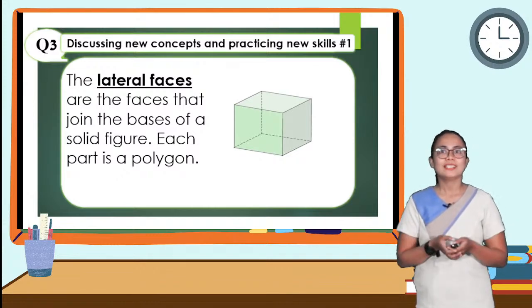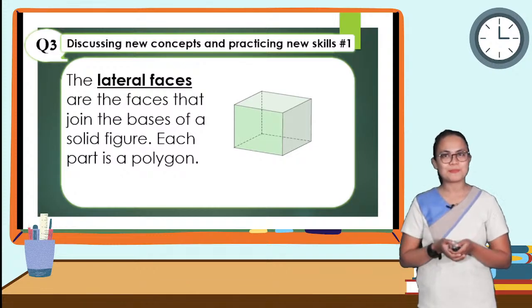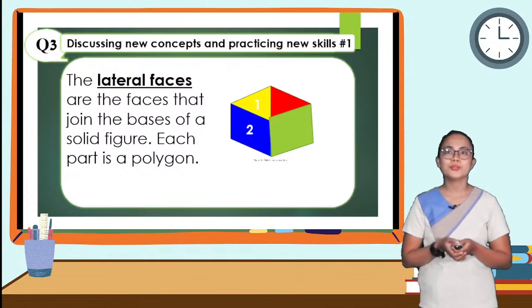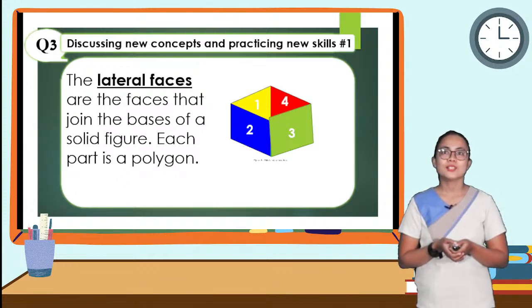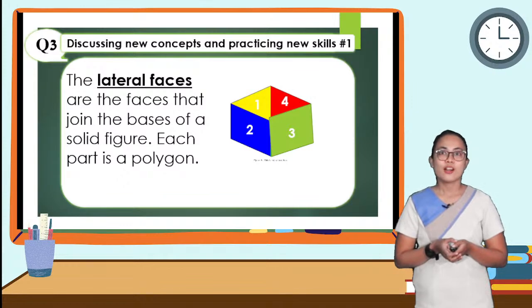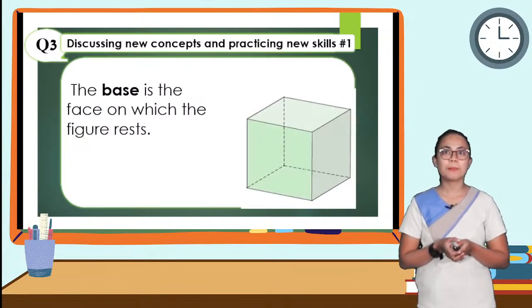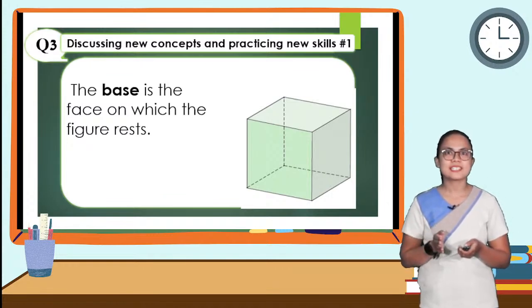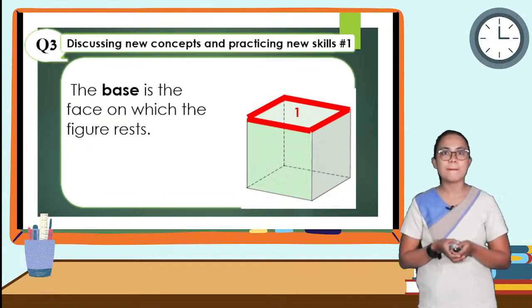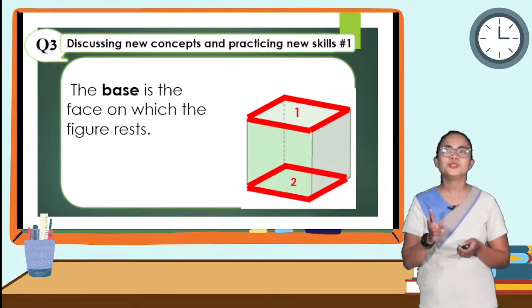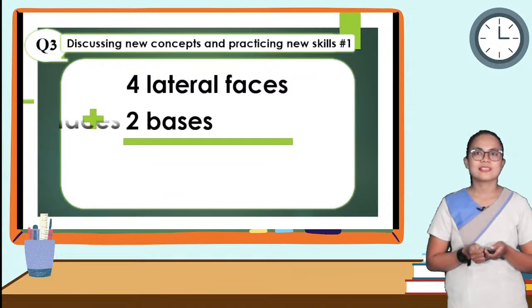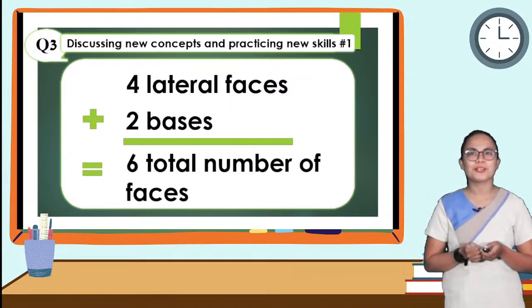Now let's count the lateral faces of this solid figure, the cube. We have 1 for the color yellow, 2 for the color blue, 3 for the color green, and 4 for the color red. So we have 4 lateral faces for the cube. How about the base? The base is the face on which the figure rests. Here it is. We have one on the top and one on the bottom, so we have 2 bases. Now, 4 lateral faces plus 2 bases, we have a total of 6 faces.